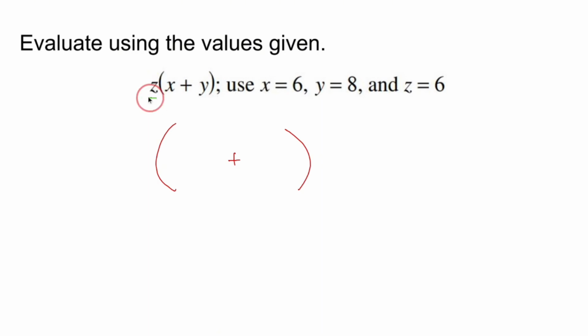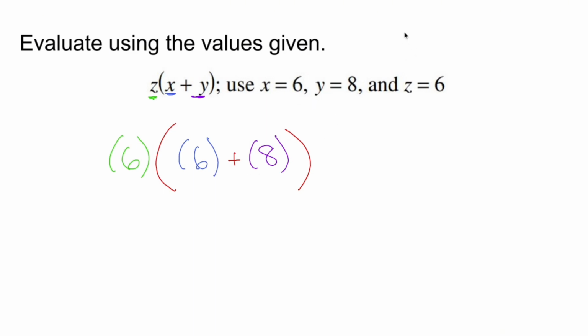So that z right here becomes parentheses 6. That x right there also becomes parentheses 6. And that y right there becomes parentheses 8. Now, the parentheses might seem like a bit too much, but you're just supposed to do it anyway because rules.